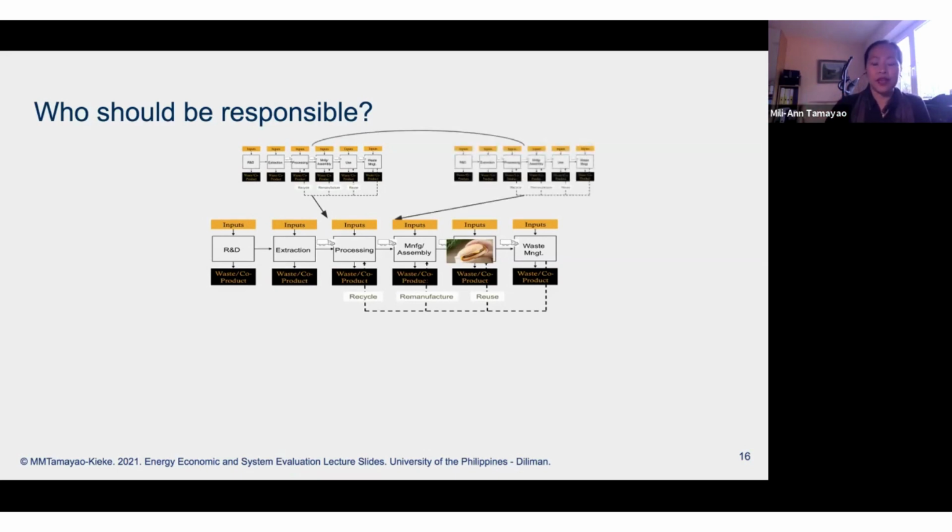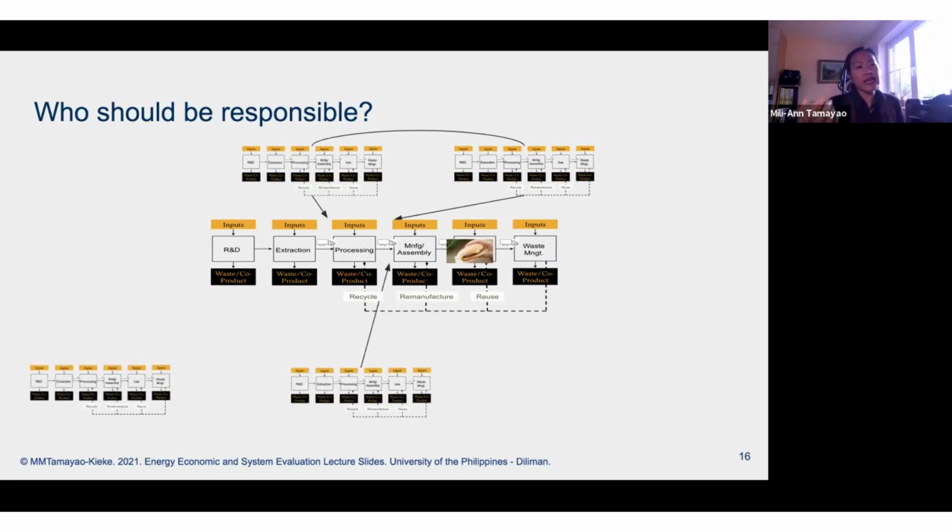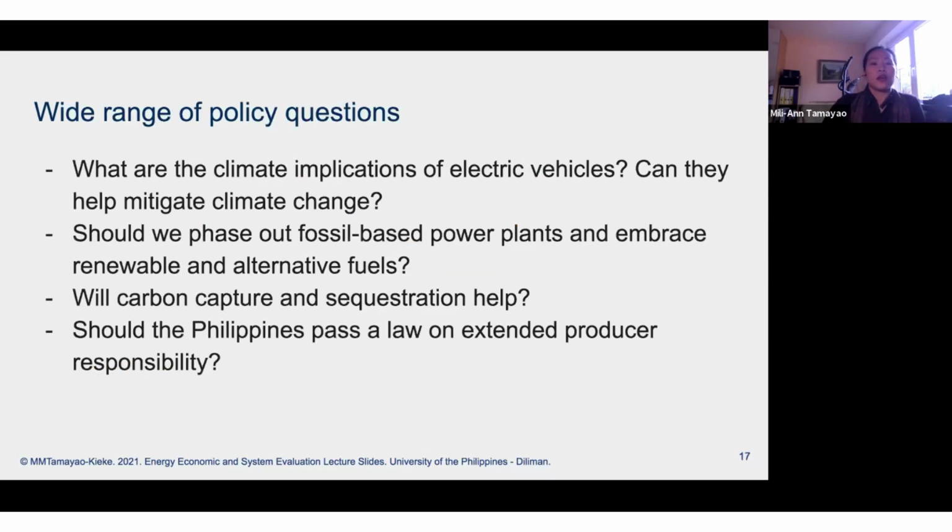Okay? And this might not be a question that is directly answerable with the use of LCA, but at least you have an idea. Okay? You can get an idea where the biggest environmental impact comes from. Okay? And so you would know which stakeholder should be nudged in the whole supply chain.